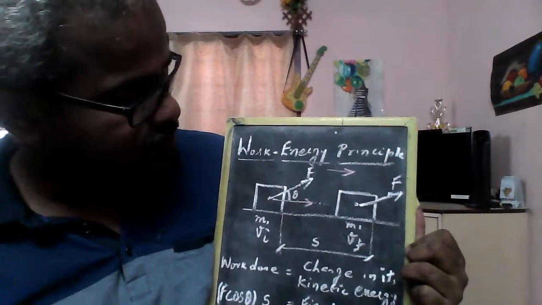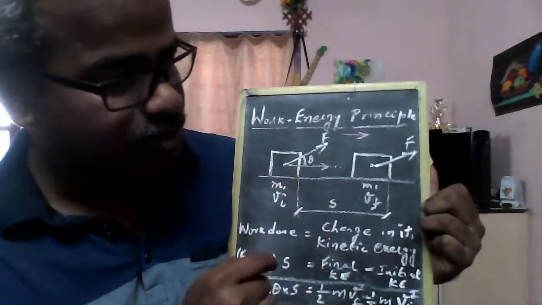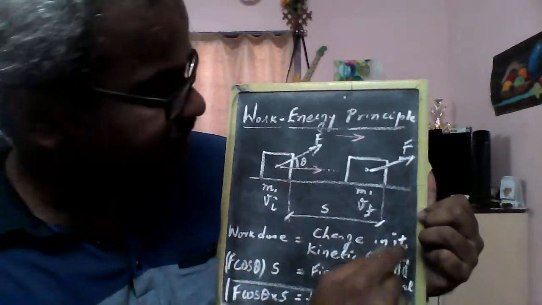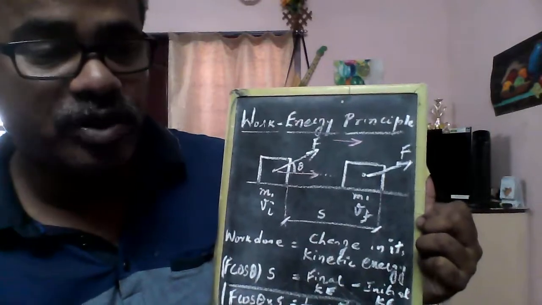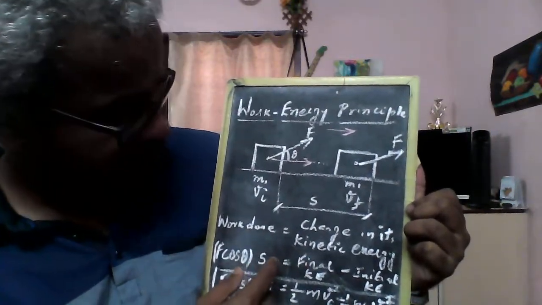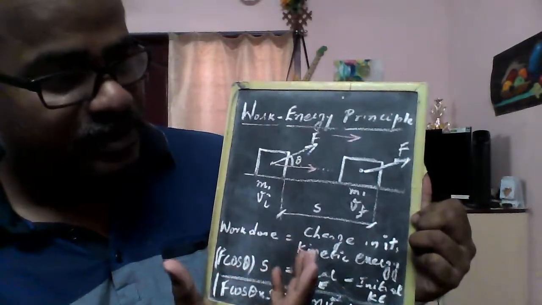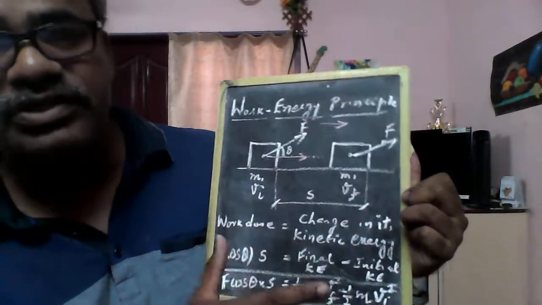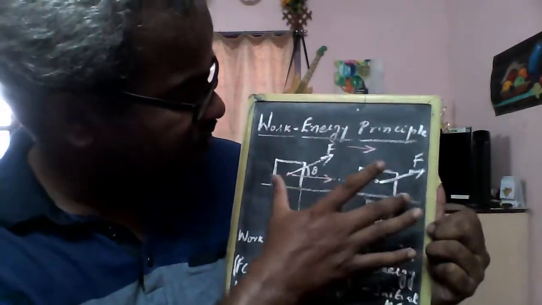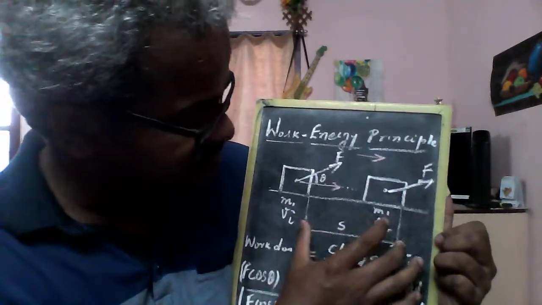So the work energy principle says the work done on the body or particle is equal to the change in its kinetic energy. What is work done? Work done is force into distance. What is the force acting on this body, and the distance it has traveled.